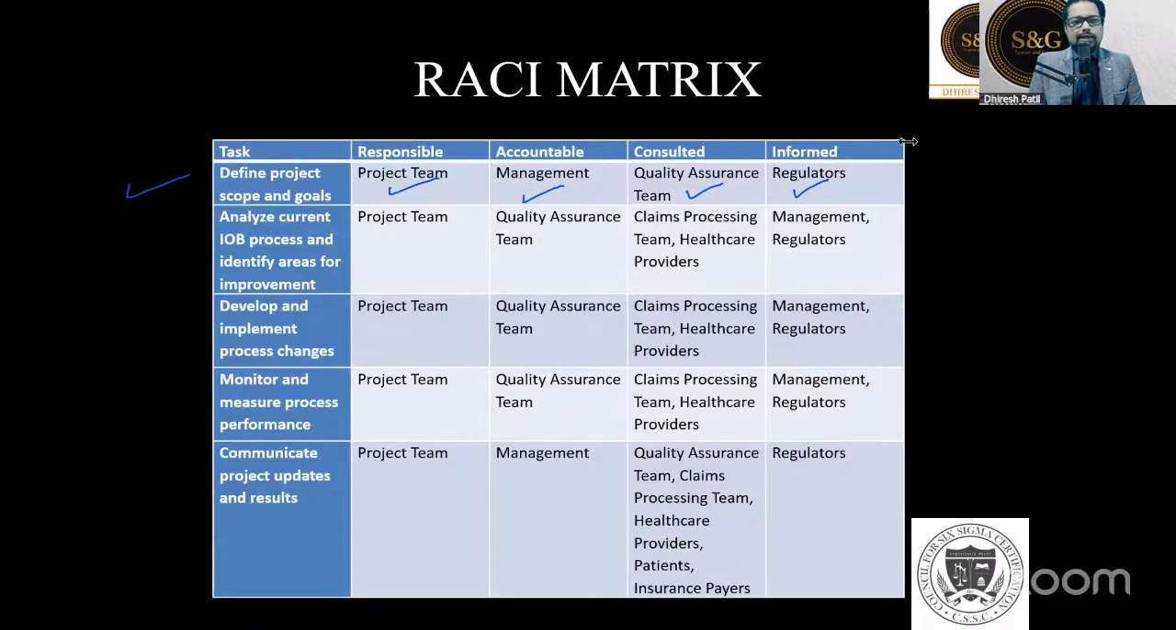Then, analyze the current IOB process and identify areas of improvement. Responsibility lies with the project team. Accountability lies with the quality assurance team. The claim processing team is consulted, healthcare providers as well, and then management and regulators are informed.